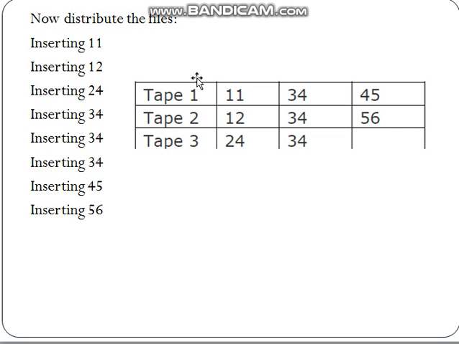Now we are distributing this sorted order. First is 11, so 11 is added on tape 1, then 12 is added on tape 2, 24 is added on tape 3, and so on. So we will get the minimum retrieval time for each tape. Here for tape 1: 11 plus 11 plus 34 plus 11 plus 34 plus 45. For tape 2: 12 plus 34, 12 plus 12 plus 34 plus 12 plus 34 plus 56, and for tape 3: 24 and 34.